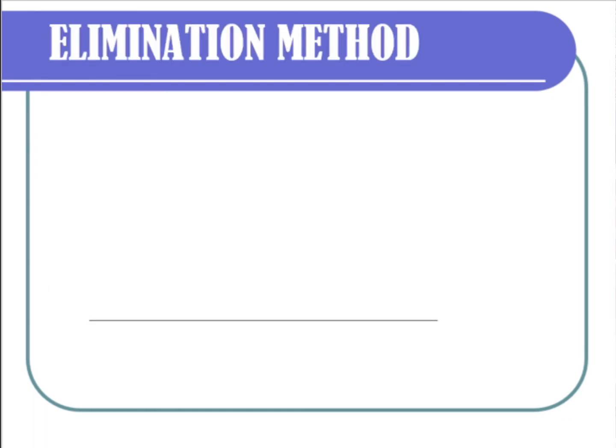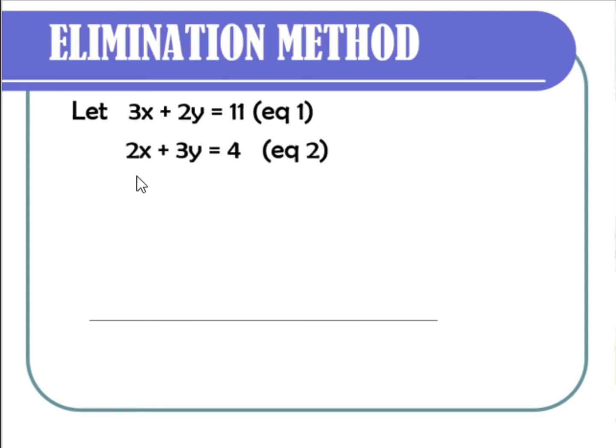Fourth example in using elimination method. Equation 1, 3x plus 2y is equal to 11. Equation 2, 2x plus 3y is equal to 4. Sa equation 1 at equation 2, kung mapapansin natin ay wala tayong coefficient ng x o ng y na parehas. Kailangan ay magkaroon tayo ng parehas na coefficient, either sa x or sa y.